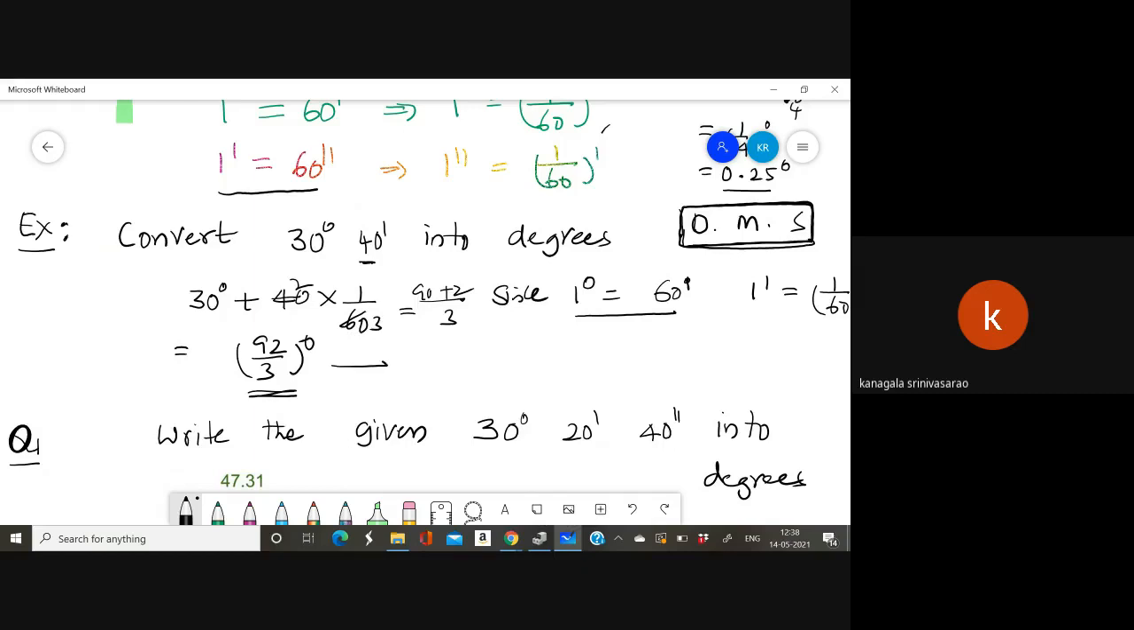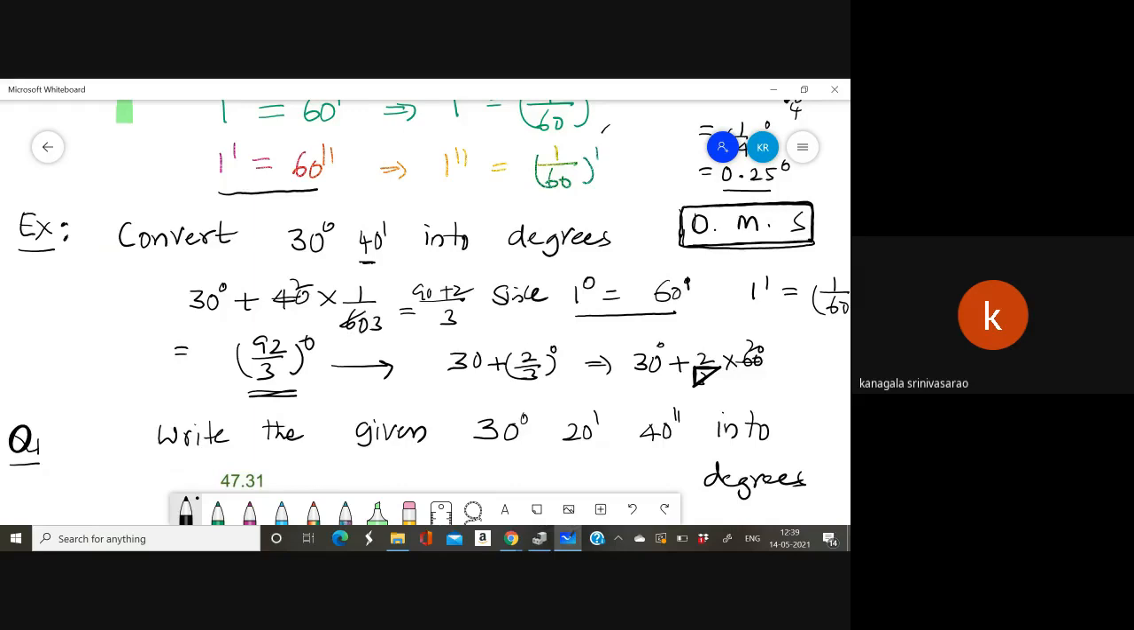It's the same thing if I want to convert 92 by 3 degrees into degrees and minutes. That is 30 degrees plus 2 by 3 degrees. Multiply 2 by 3 into 60, which gives 40 minutes. So 30 degrees and 40 minutes I got. You can understand the vice versa relation here.